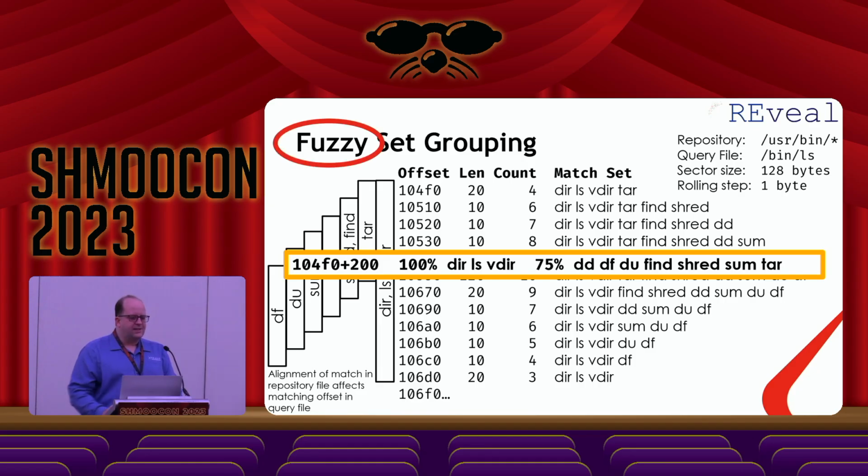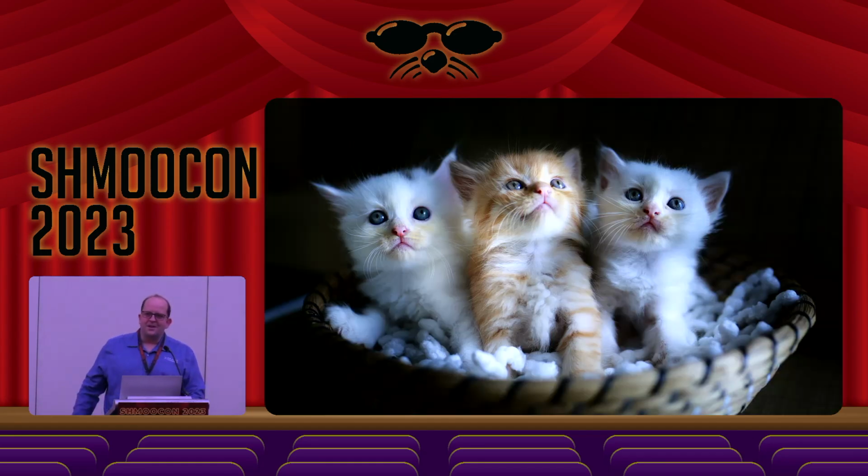So wait, what's this? Fuzzy set grouping, I'm calling that. I thought I said no fuzzy. The thing is, fuzzy and heuristics and all that stuff is okay, I think, when you're presenting something to the user. You want to summarize and condense down the output. It's not okay if it's your core algorithm and your core algorithm depends on your ability to herd cats.